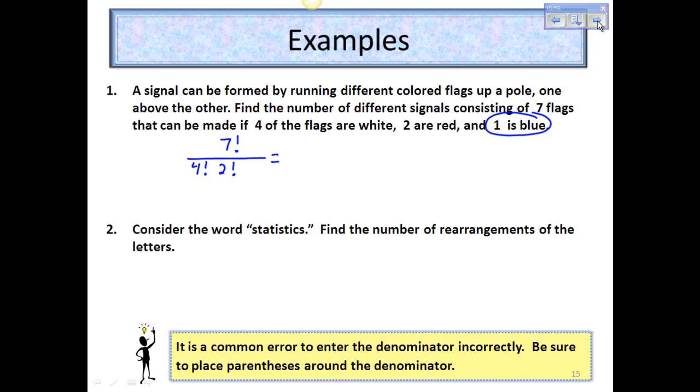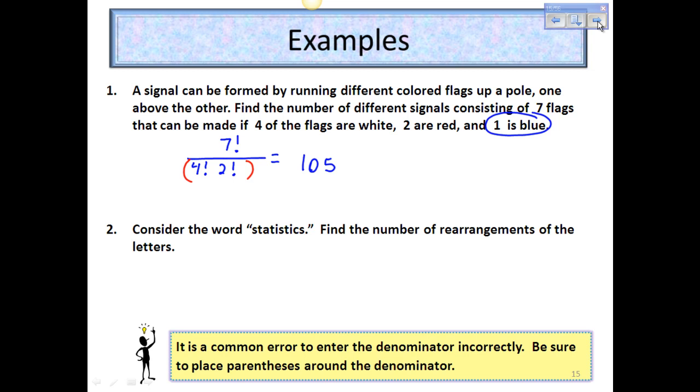So now, using our calculator, use your factorial button, do 7 factorial divided by, open a parenthesis. Make sure if you're going to do all this at one time, you open a parenthesis and close the parenthesis around the denominator. And you should get 105. So there's 105 different signals that can be formed with those 7 flags.